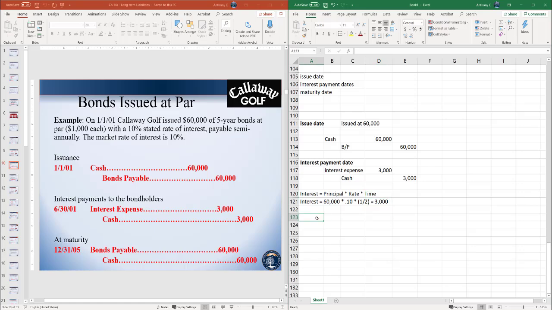Okay, and then on the maturity date, we're going to retire the bond, which means we need to pay back the principal. So we'll be crediting cash here for the amount of the principal, so $60,000. And since we're paying off our obligation, the bonds payable, we can debit bonds payable to remove that obligation from our books.